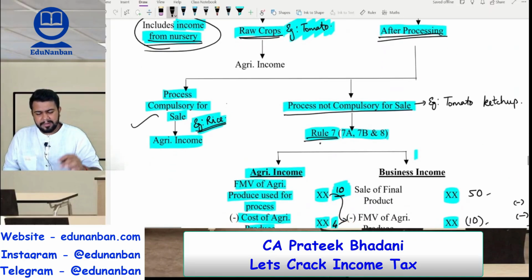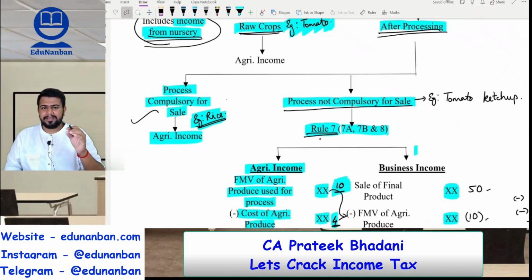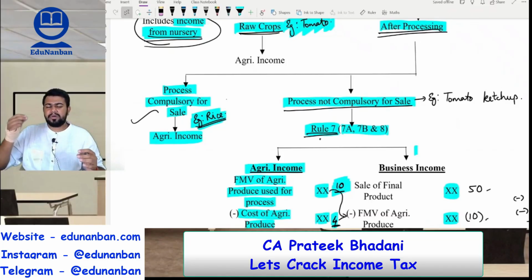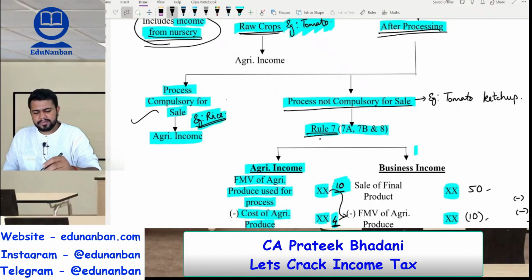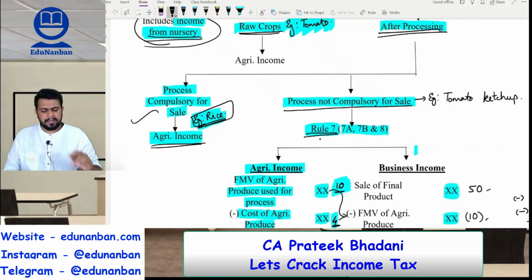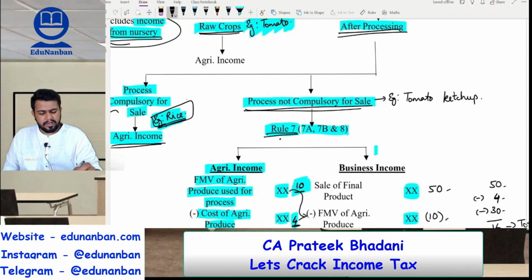If the process was compulsory for sale, for example rice cannot be sold in a raw form as paddy. Rice has to be processed. The paddy crops are processed and rice is sold. So when rice is sold, the process is compulsory for sale, hence it is agricultural income. However, if process is not compulsory for sale, example tomato ketchup.